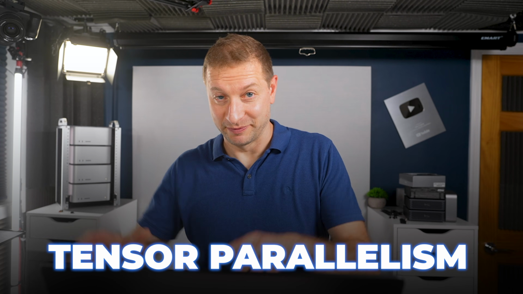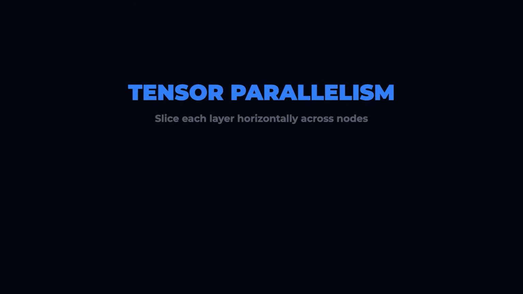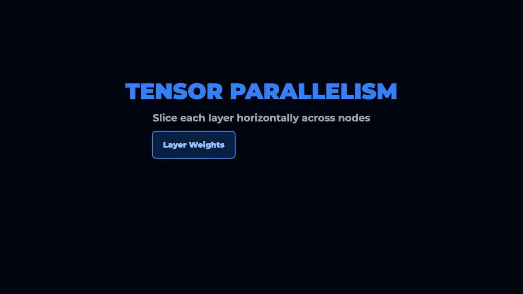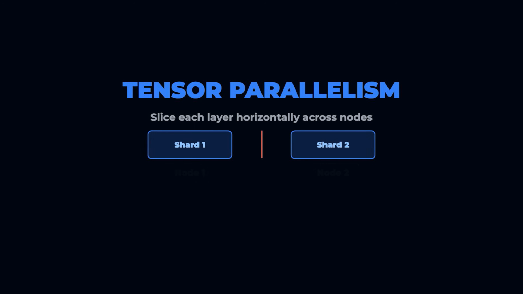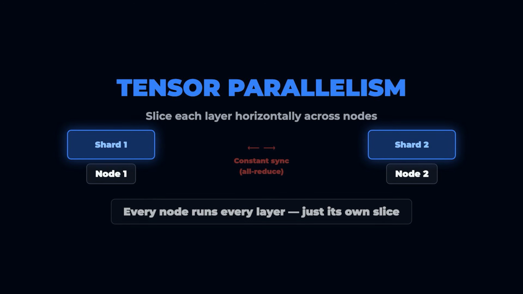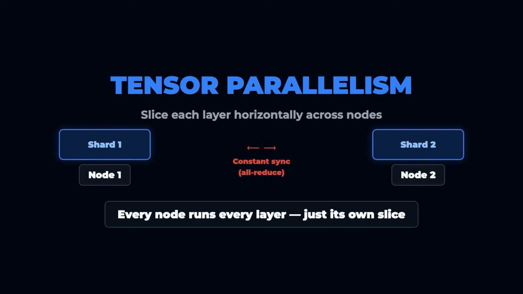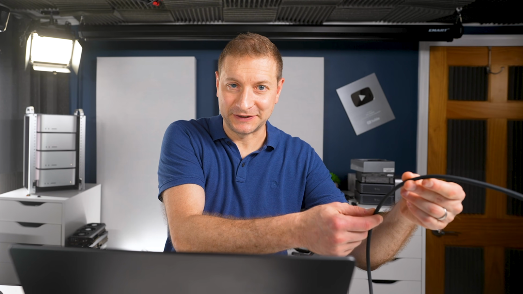Tensor parallelism, what we were using just now, that's what Jaccl does. It slices each layer's weights horizontally and gives every node its own thin shard or slice. Every node runs every layer, but only on its own piece, and they constantly coordinate. So that's why you need fast connections.